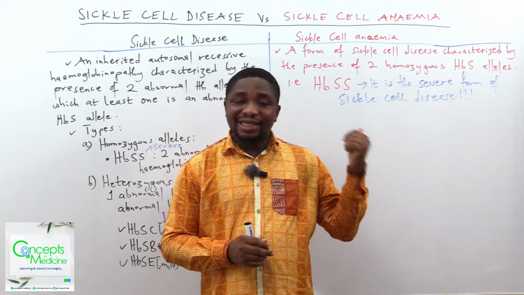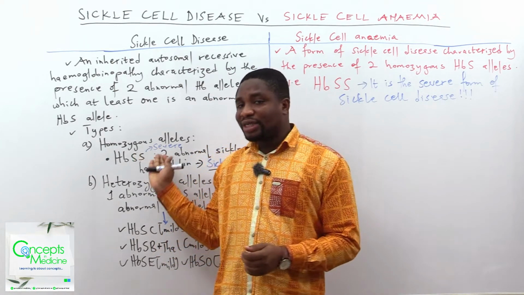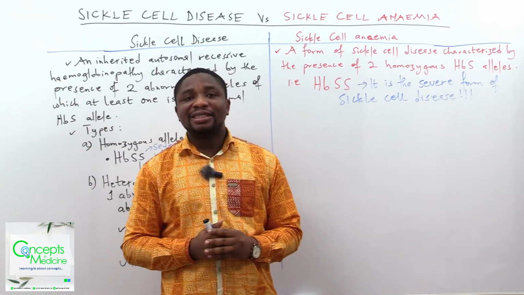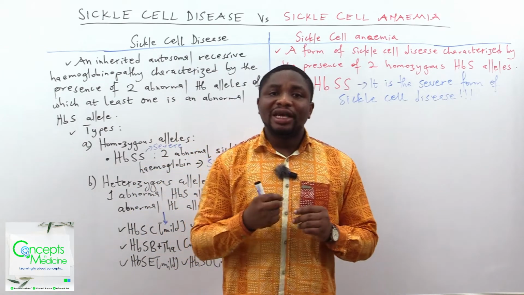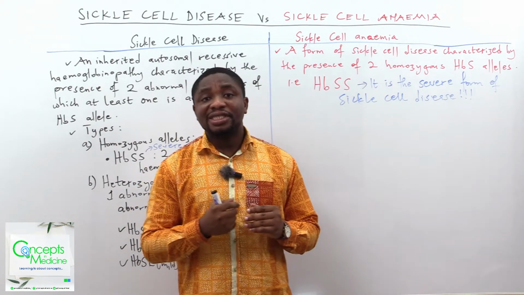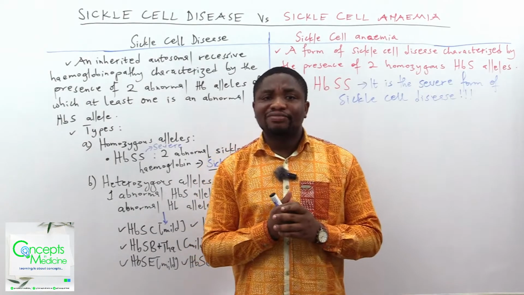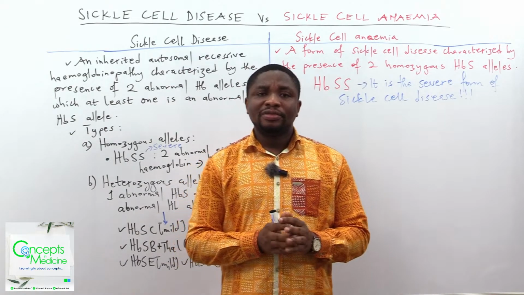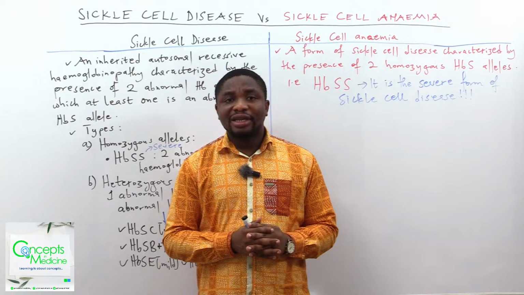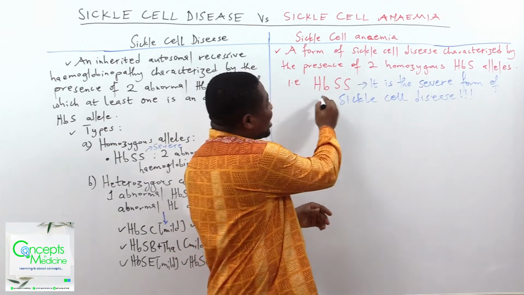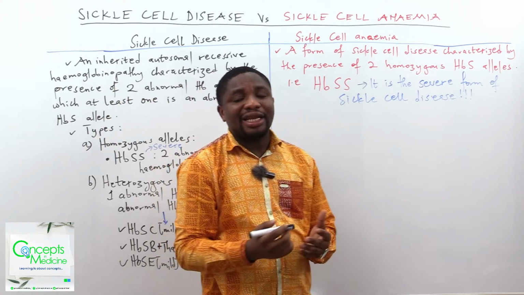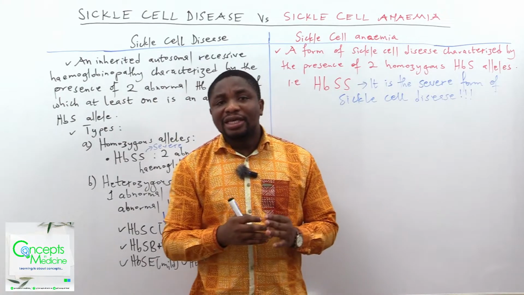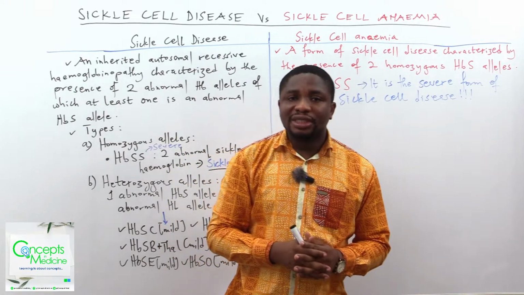Let's have a look at sickle cell anemia. Based on that, we can categorically say that sickle cell anemia is a form of sickle cell disease characterized by the presence of two abnormal sickle hemoglobin alleles. That will be HBSS. And with that, we can say that sickle cell anemia is the severe form of sickle cell disease.